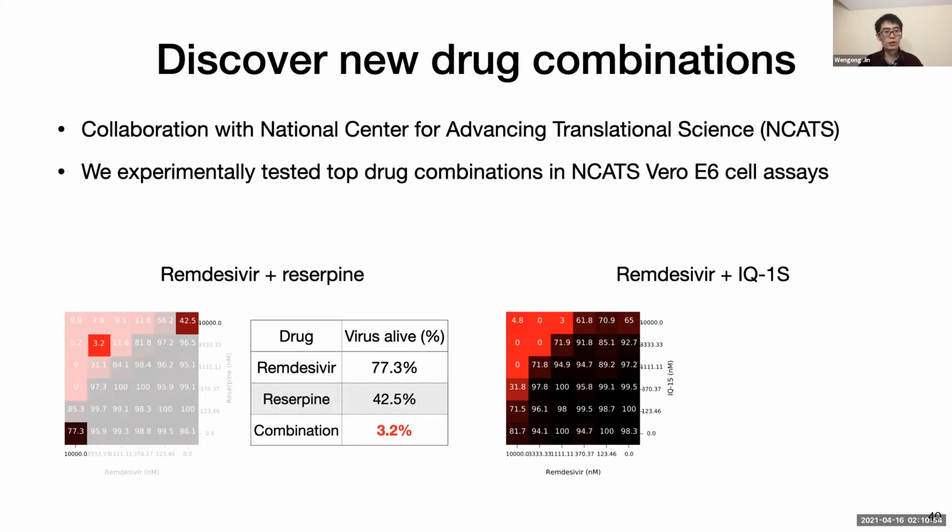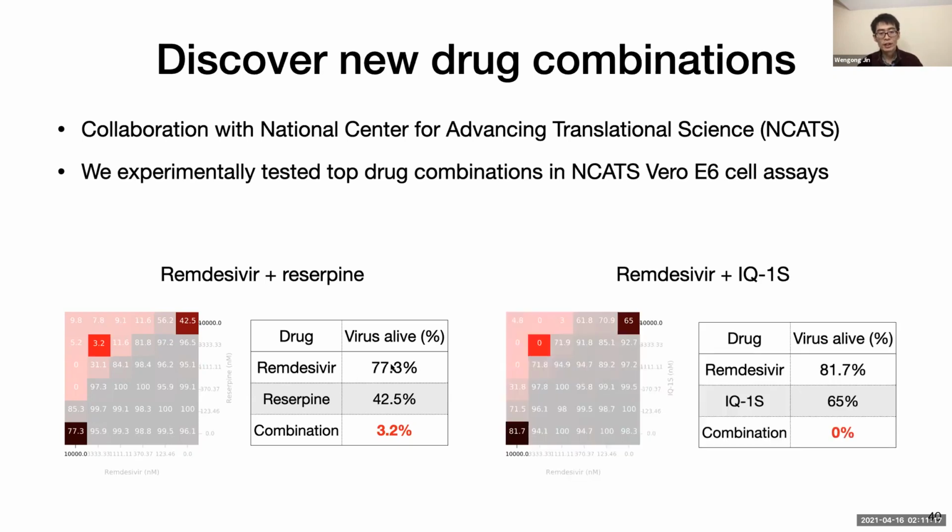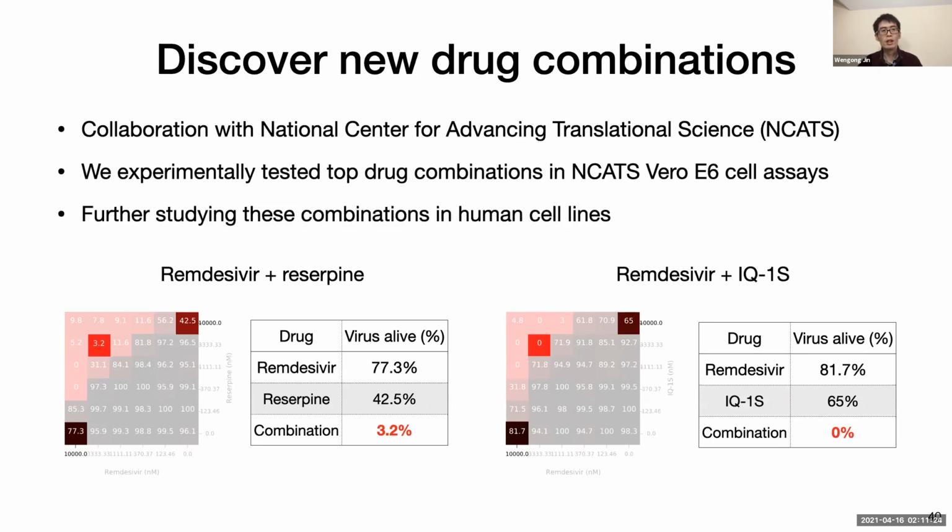So here are two dose-response matrices of these two drugs. One is remdesivir plus reserpine, and you can see here that I'm just sampling some numbers from this matrix. Basically, if you have the two drugs combined, it can kill the virus a lot better. What about the zeros? And this is similar here with remdesivir plus this IQ1S. So of course we need to, sorry, go ahead.